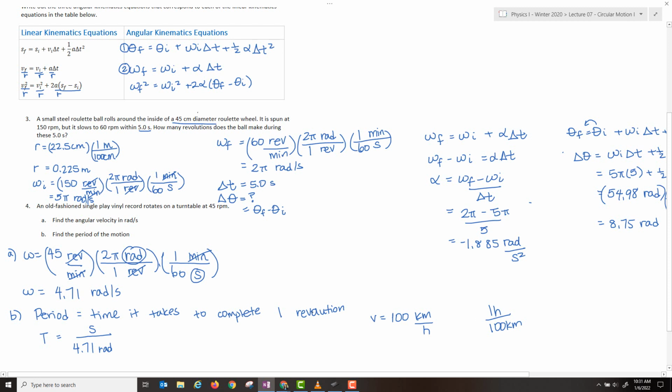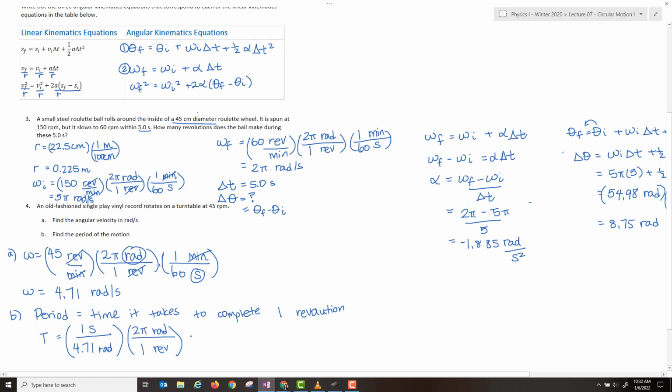So in this case, I'm looking for period, and I recognize that period has units that are very similar to omega, except they're flipped upside down. So all that I need to do is flip the units for the omega, and I get something similar to my period. So I have 1 second. It takes 1 second to complete 4.71 radians. But I don't want seconds per radian. I want to know how much time it takes to complete 1 revolution. So I need to get rid of radians. So I'm going to put radians in the numerator, and instead I want revolutions. 1 revolution is 2 pi radians.